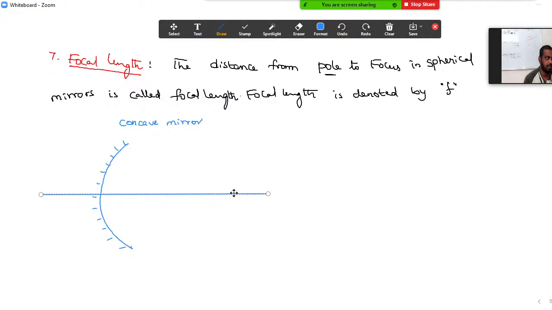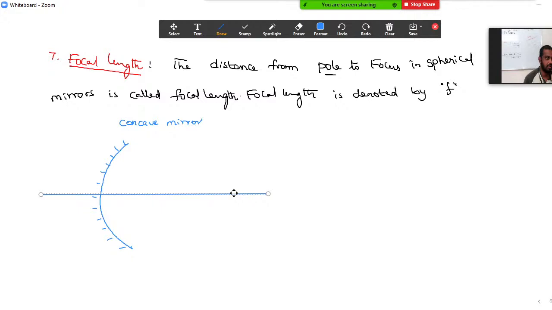The distance from pole to focus is called focal length. Focal length is denoted by small f, and the distance from pole to center of curvature is called radius of curvature. It is denoted by r. Anyhow, PF is equal to FC, and this distance is also small f. Here also R is equal to 2f. R equal to 2f is valid for both concave and convex mirrors. Is it clear?